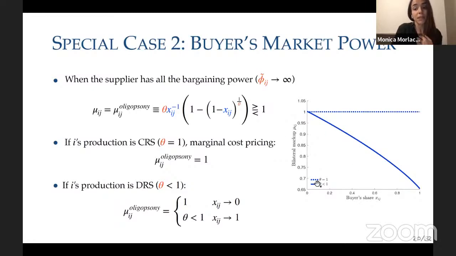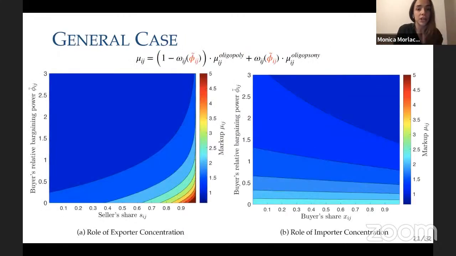And in the limit case, when the buyer share is equal to 1, the price is going to be equal to theta, which is the return to scale parameter, which means that the markup is equal to theta, which means that prices are equal to average cost, which is the lowest they can get. This is the general case. As I said, this is a weighted average.